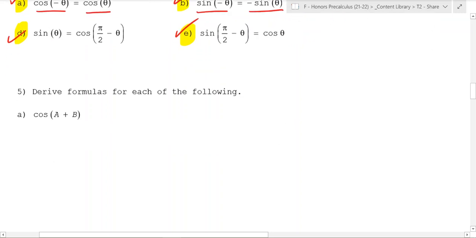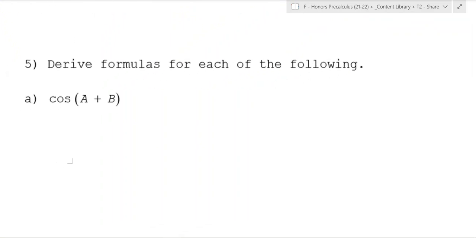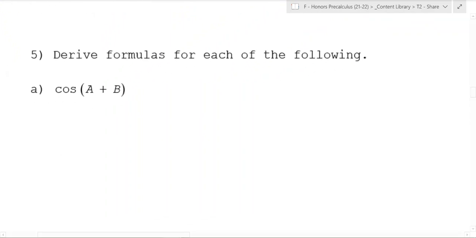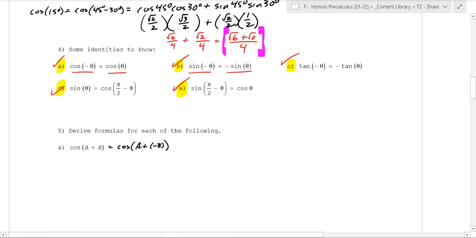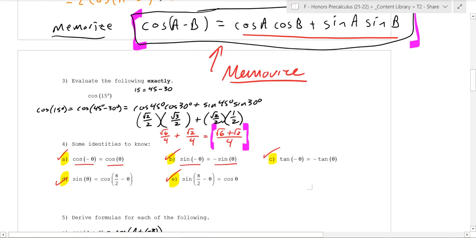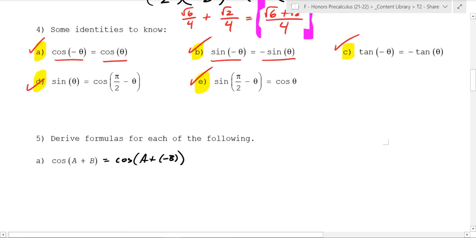Why are they important? Well, what you can do here is say, what is cosine of A plus B? Well, that's the same thing as writing cosine of A minus negative B, just breaking it up. And we know from above, from our formula right up here, the one you had to memorize, it's cosine, cosine, sine, sine.